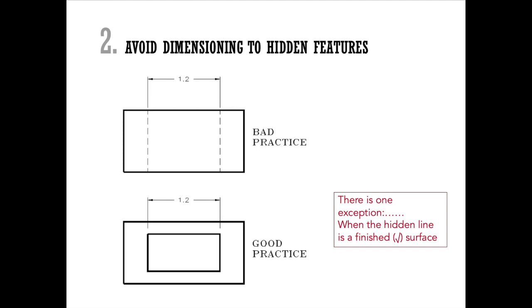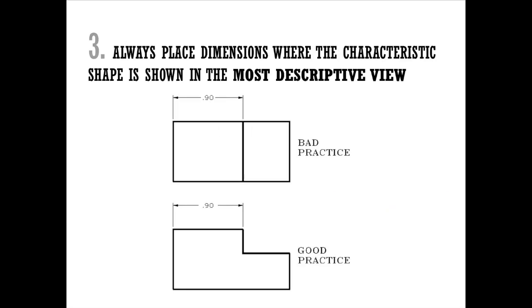You have the option to present different views of your object. So give the dimension in the view that describes the object best. That means not a hidden feature. Step 3, always place dimensions where the characteristic shape is shown in the most descriptive view. This goes basically with step 2. If it's most descriptive, it shouldn't be hidden.